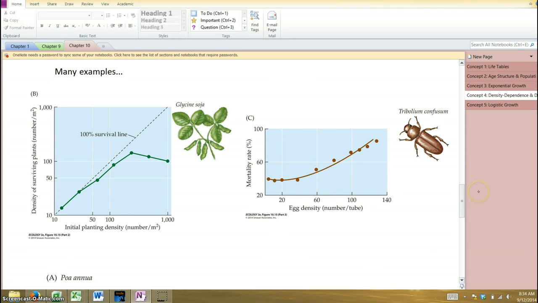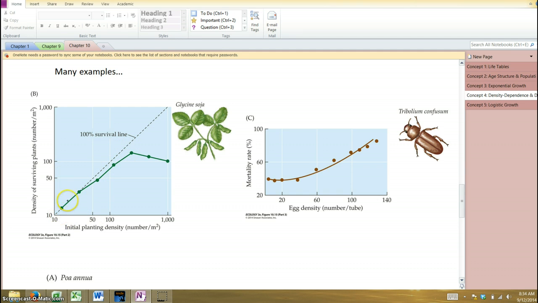Here's soybeans, not necessarily a natural system, but an agricultural system. And they varied the planting density. I mean, it's how many seeds they sowed per meter squared in a field. And then they looked at, okay, of all those seeds they sowed, how many basically grew? And so with 100% survival, those two should be equal. That is, when you plant 50, you should get 50 plants.